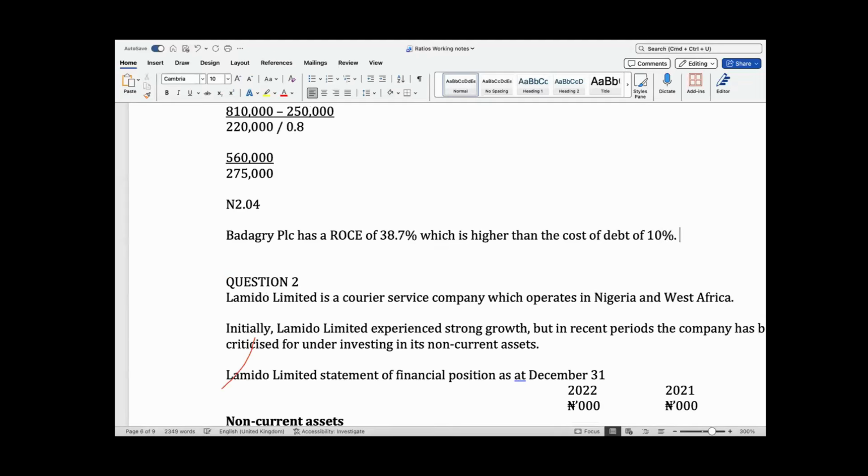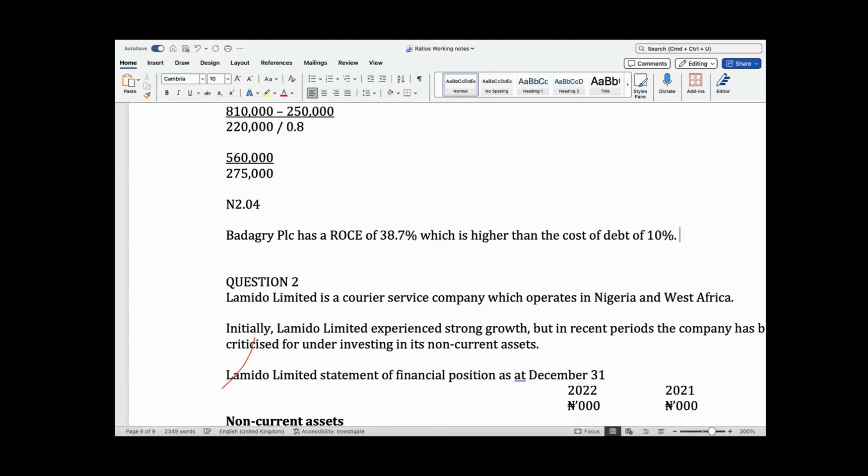So, from the above ratios, Badag PLC is a profitable company, as it makes impressive gross profits on every sale, and it makes very good profits on the capital employed. So it's a good company.